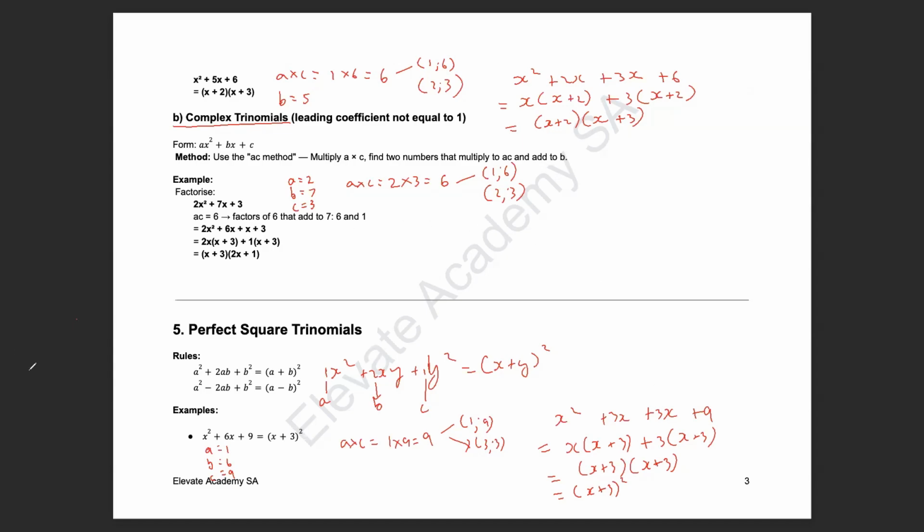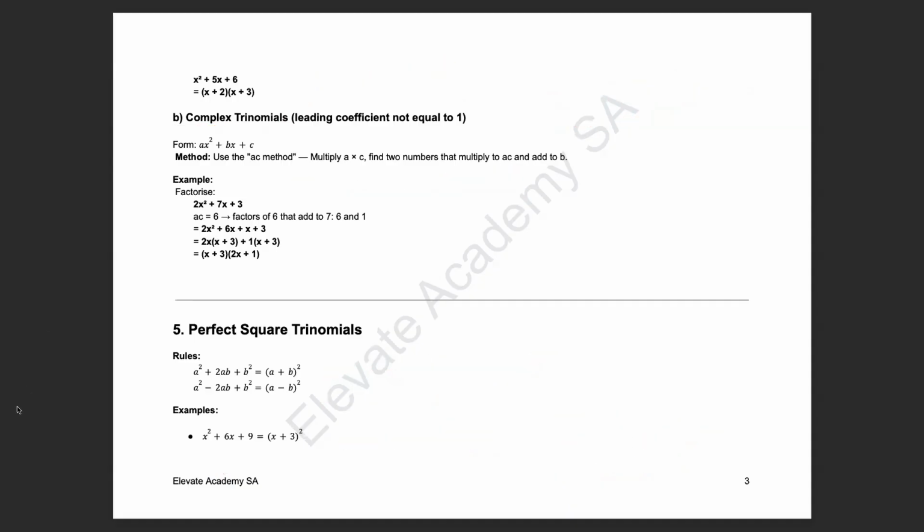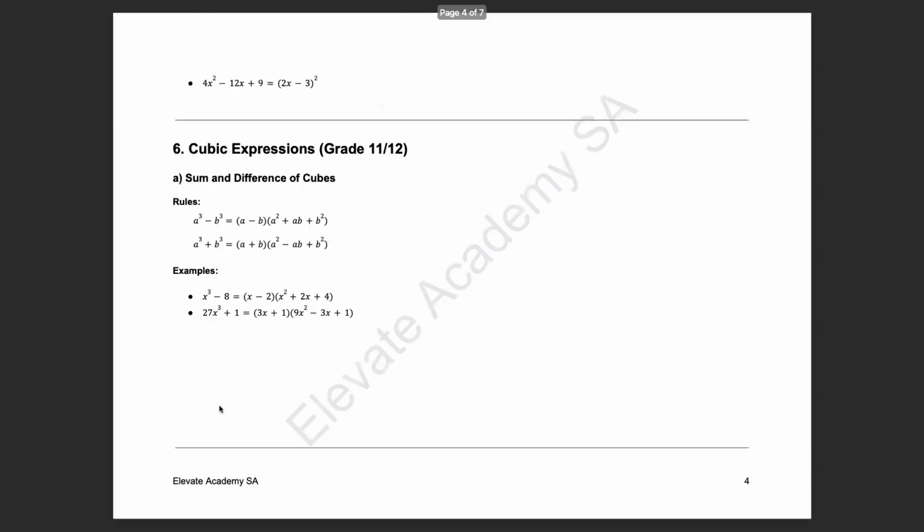Okay, so let us move on. Okay, so here's another example. It'll be the exact same thing. Okay, so we'll be going through a few more examples.